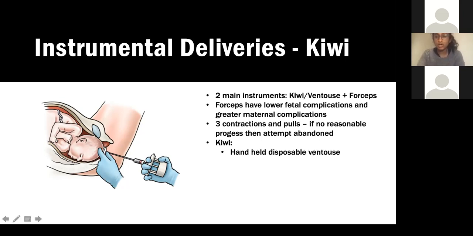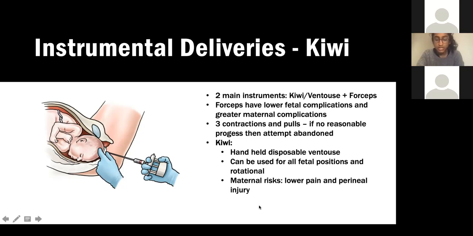The Kiwi or a Ventouse is a handheld disposable device. It can be used for all fetal positions and it's rotational. Maternal risk is lower. It's better for the mom because there's less pain and perineal injury. Do you guys know what some of the risks are to the baby from a Ventouse or a Kiwi delivery?